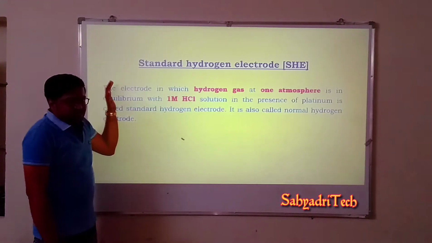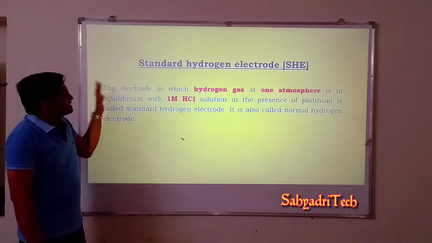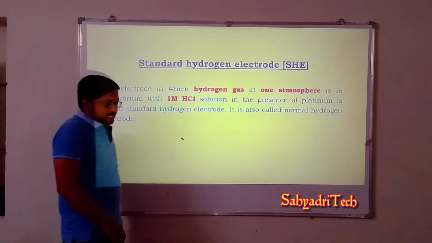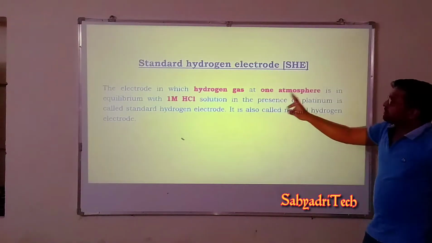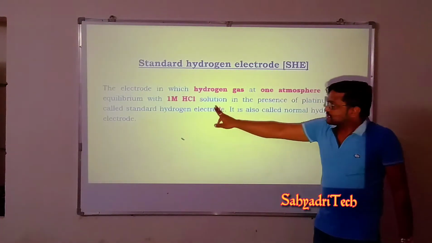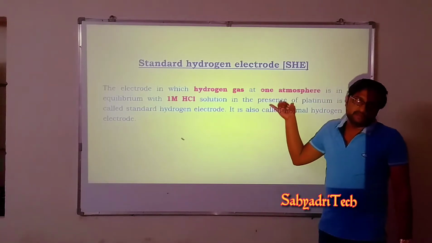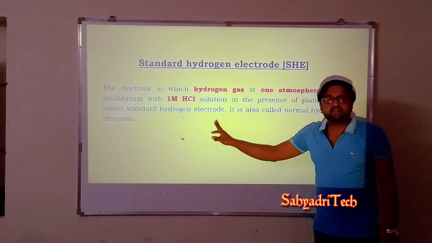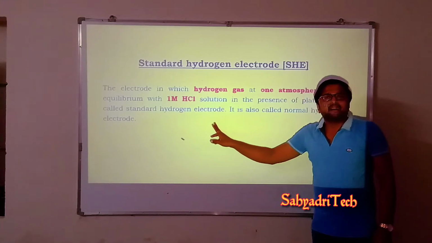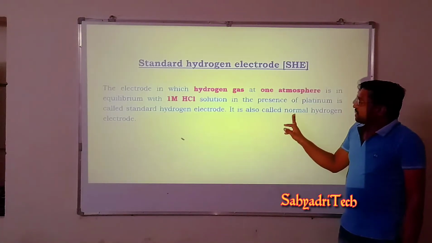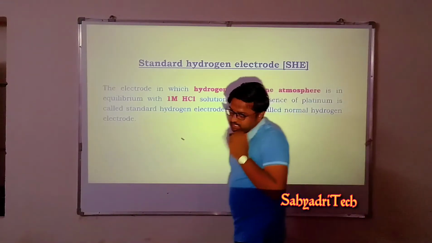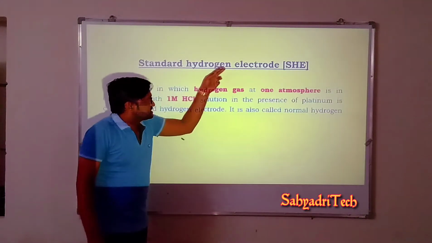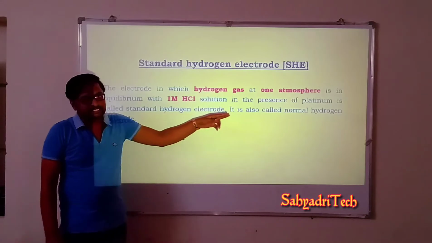So the definition for standard hydrogen electrode: the electrode in which hydrogen gas at 1 atmosphere is in equilibrium with 1 molar HCl solution in presence of platinum is called standard hydrogen electrode. And it is also called normal hydrogen electrode, that is NHE. So it is called either SHE or NHE.